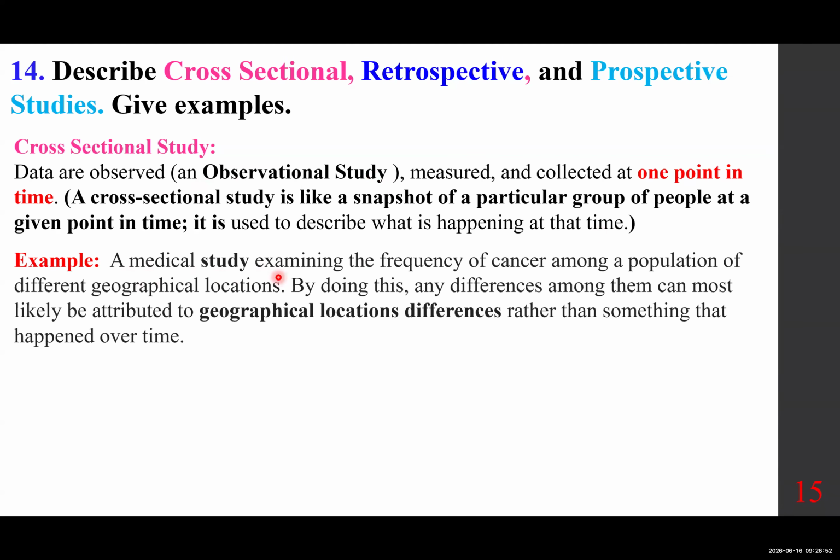Example, a medical study examining the frequency of cancer among a population in different geographical locations. By doing this, any differences among them can most likely be attributed to geographical location differences rather than something that happened over time.